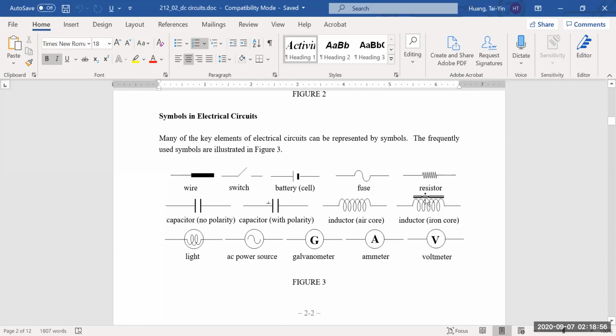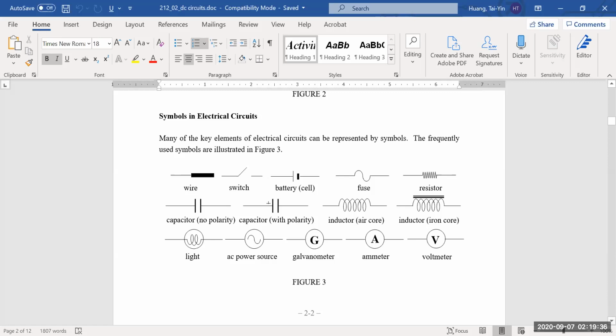And the one that has two horizontal lines is an inductor with the iron core inserted inside the inductor. And these two lines represent a capacitor. If there's a positive sign here, it means that this capacitor comes with polarity, and this is the positive side of the capacitor. And this symbol indicates a light bulb, and this is for AC power. And this G indicates a galvanometer, A indicates the ammeter, and V indicates a voltmeter.